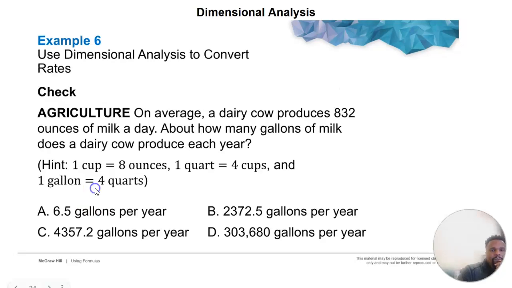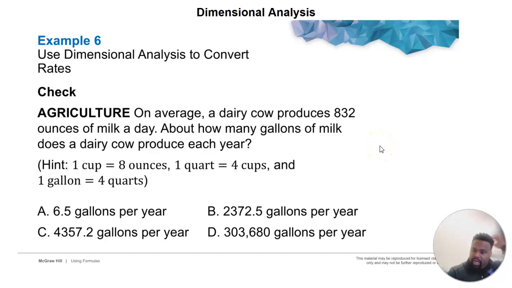All right. Let's take a look at this here. On average, a dairy cow produces 832 ounces of milk each day. How many gallons of milk does the dairy cow produce each year? So what we need to do is first convert. We don't want to start with the ounces, we want to start with the days. All right. There are 365 days in a year.